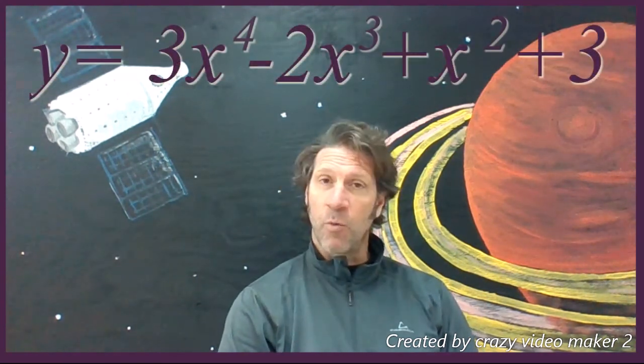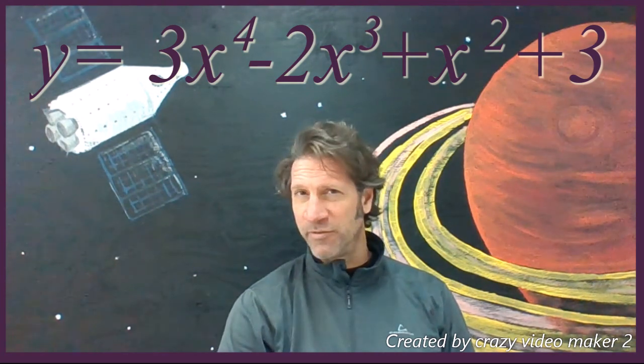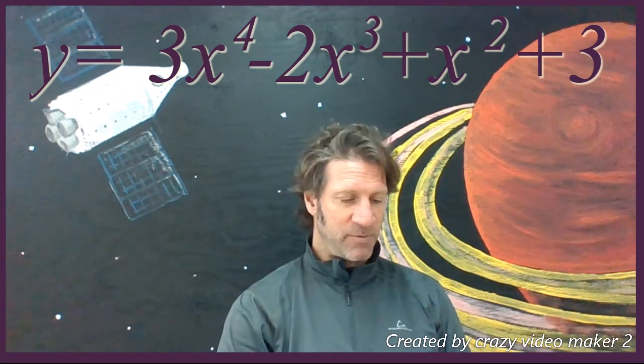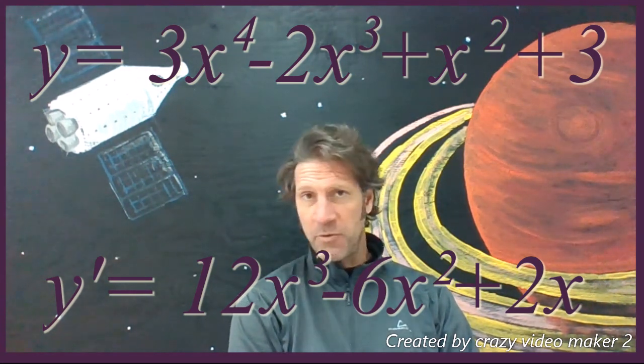We'll take a look at the big long quartic, which was 3x to the fourth minus 2x cubed plus x squared plus 3. And the derivative of that happened to be 12x cubed minus 6x squared plus 2x. And you were asked to look for some patterns.